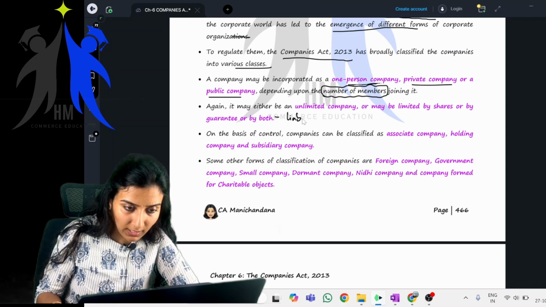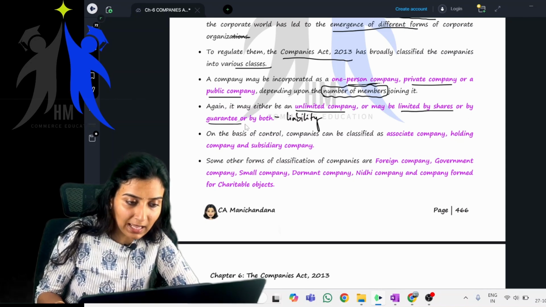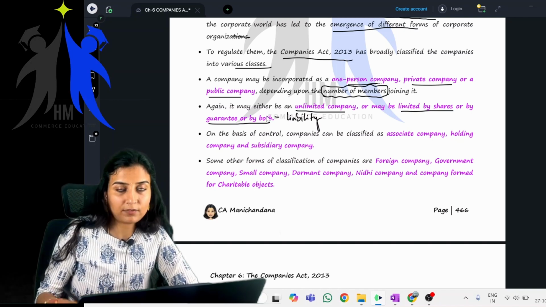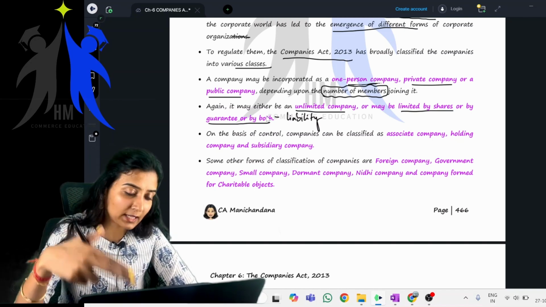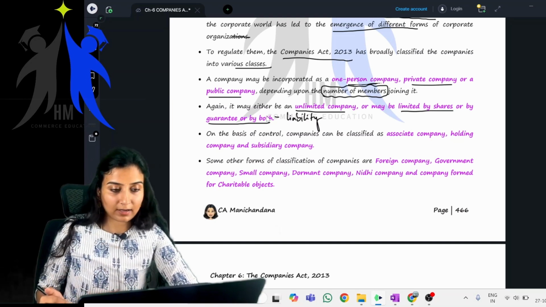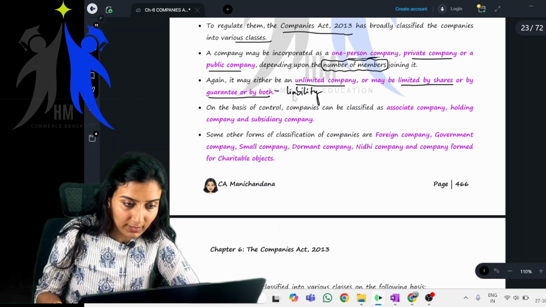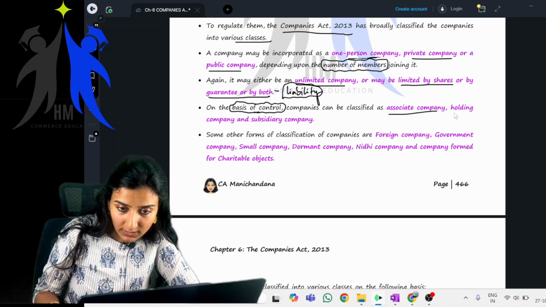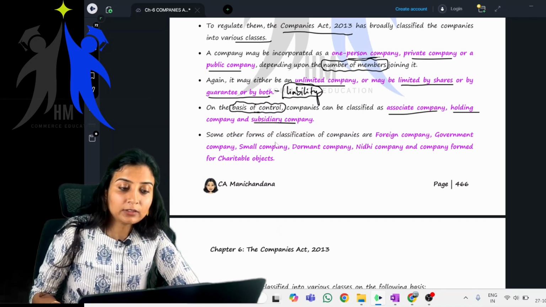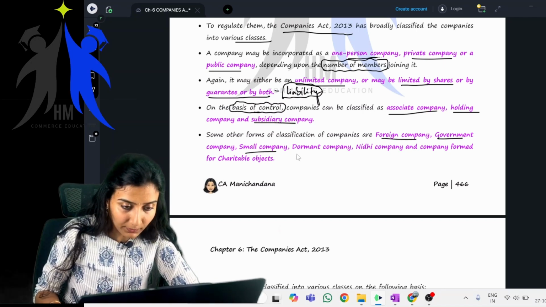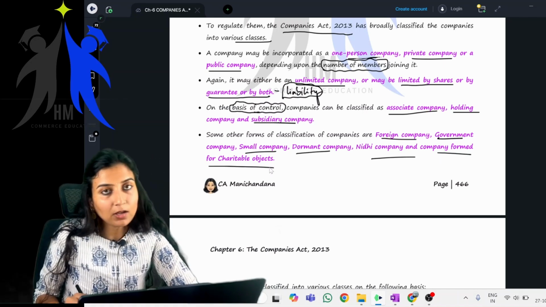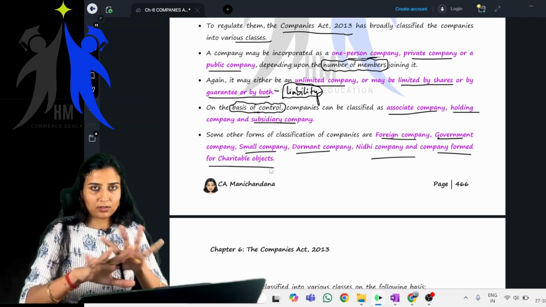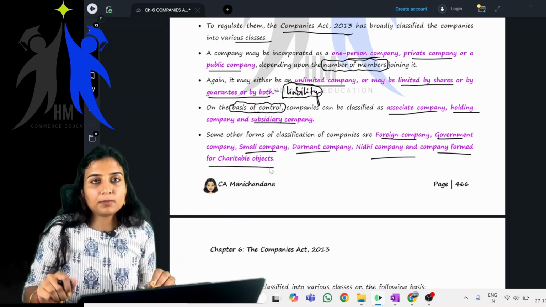Based on liability, the companies are classified into unlimited company, company limited by shares, or limited by guarantee, or by both, meaning company limited by shares and guarantee. Next, on the basis of control, companies can be classified into associate company, holding company, and subsidiary company. The other forms of classification of companies are foreign company, government company, small company, dormant company, nidhi company, and company formed for charitable objects. Children, this is just an introduction to all kinds of companies. Each and every company we will do in detail.